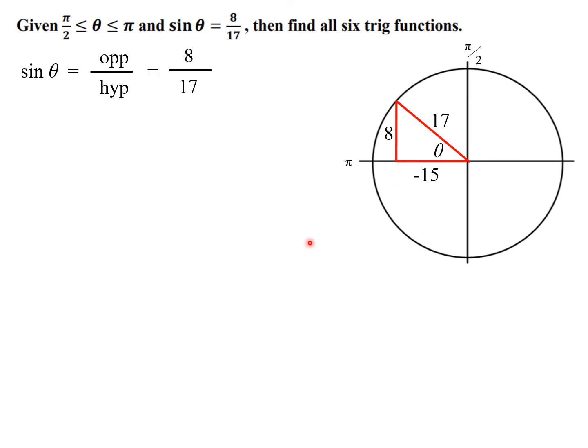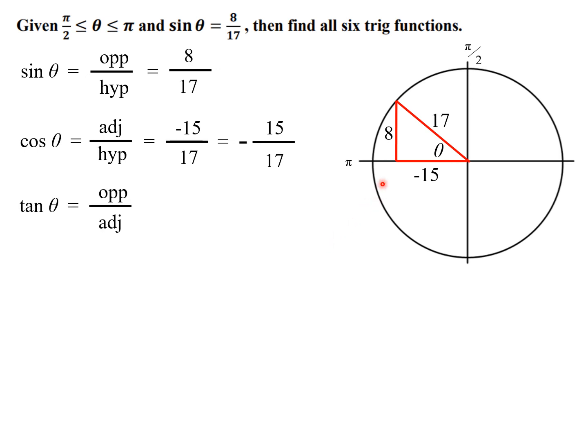All right, let's start finding some trig functions now. Cosine, adjacent over hypotenuse. Adjacent, negative 15 over hypotenuse of 17. And I'll just pull the negative sign out front. All right, let's see what's next. Tangent. Tangent is opposite over adjacent, which is 8 over negative 15. And again, I'm just going to pull that out. All right. What about the cosecant? Pause. See if you can come up with the cosecant.